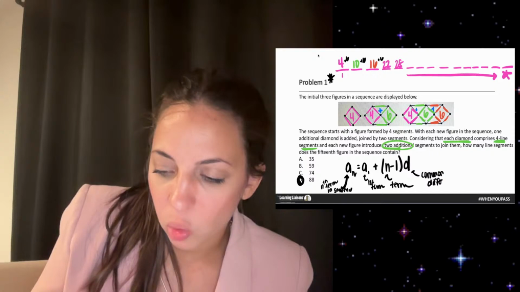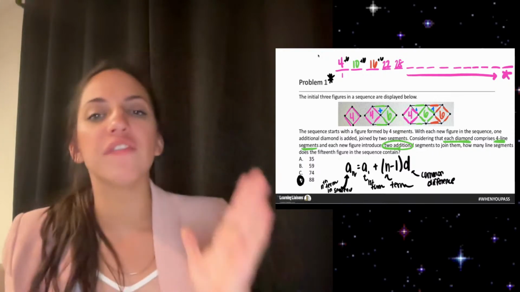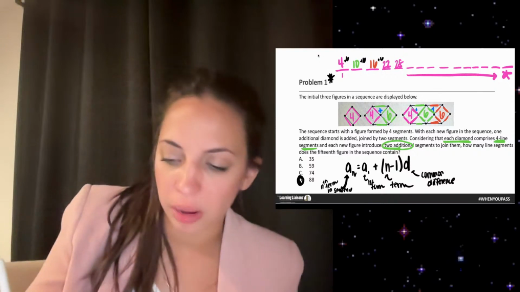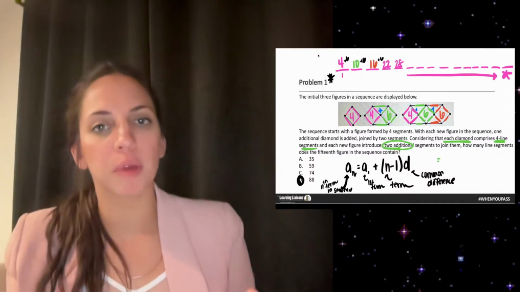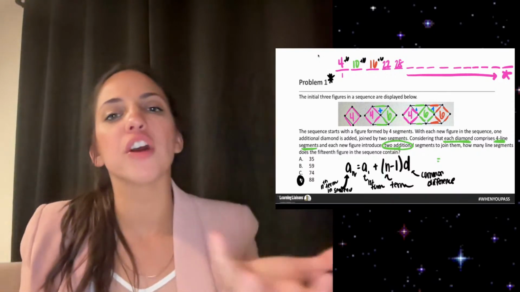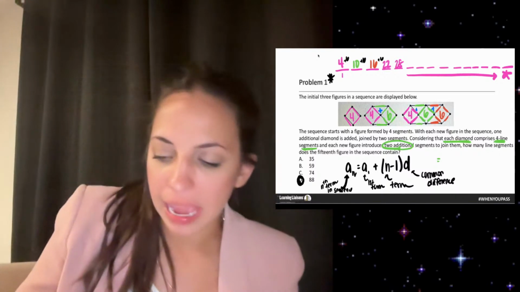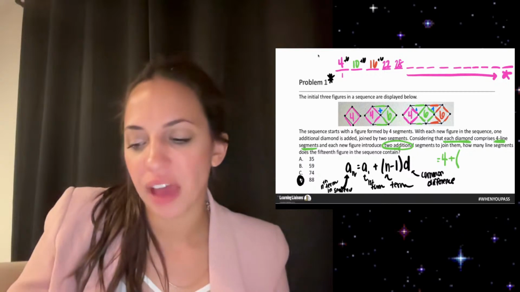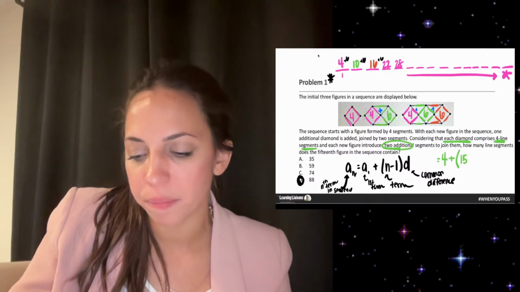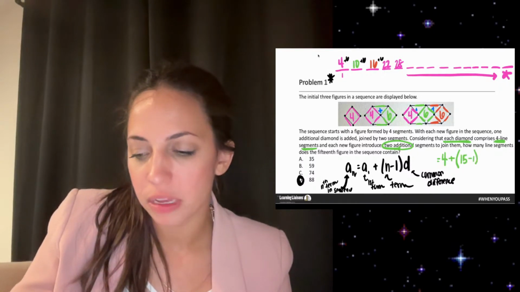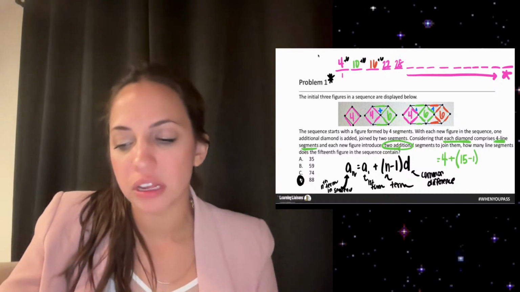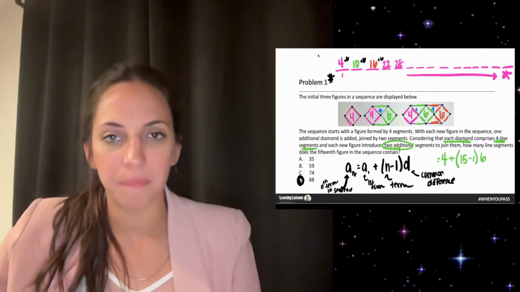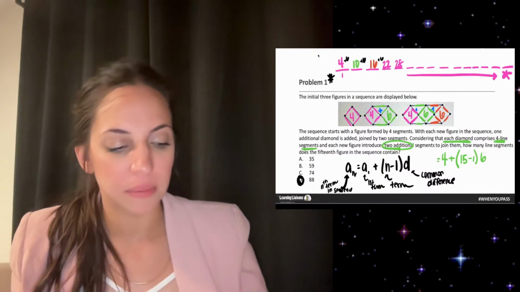Now, we are trying to find the 15th term, right? So if I'm trying to find the 15th term, what is my first term going to be in this sequence? What does my first object have? It has 4. Plus, I'm trying to find my 15th term, minus 1, times d, the common difference. The common difference is a positive 6 because I'm adding 6 each time. Let's see what that gives us.